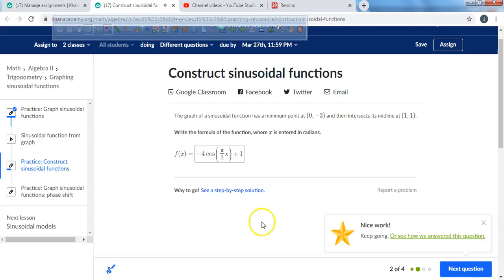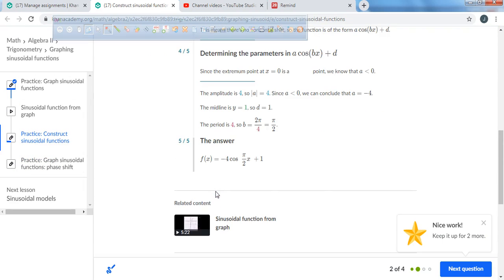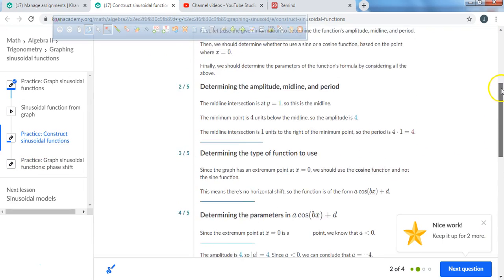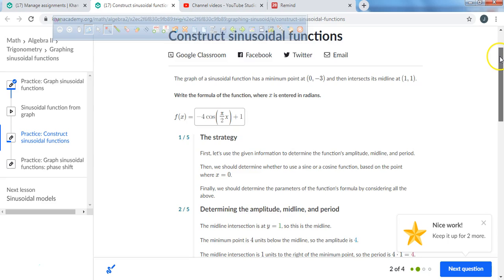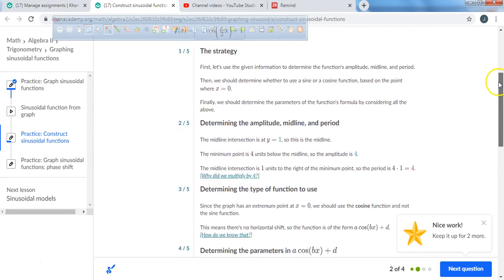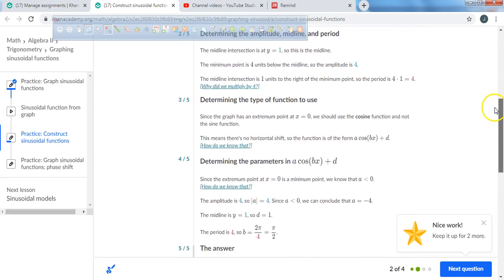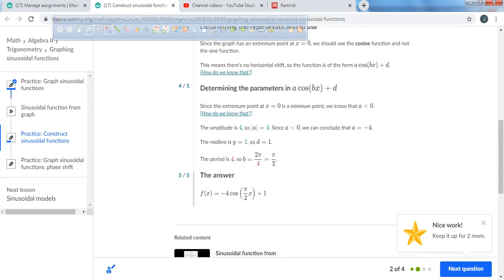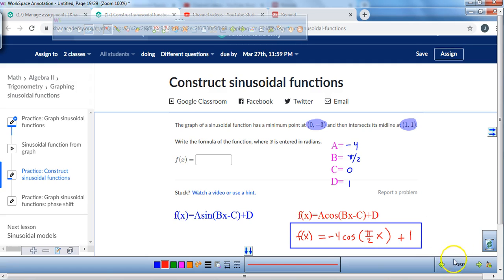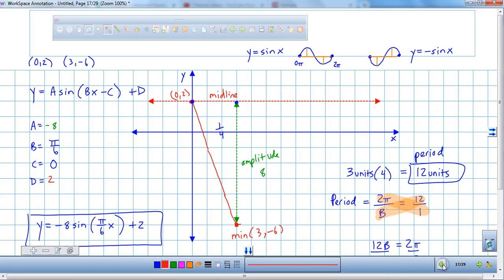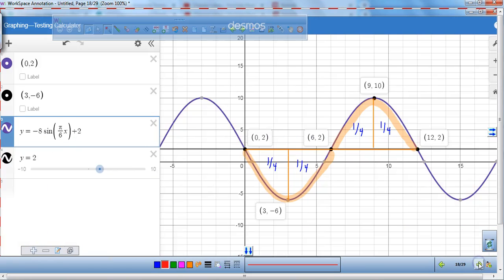Voila. Now, if you miss one, you can go to see step-by-step solution and see how they do it. I would say it's going to be a little bit harder because they're not showing you the graphs. So hopefully when you go through this, you'll take a look at the different graphs and all the work that we did on the graphs.